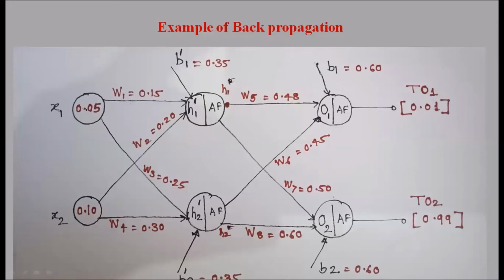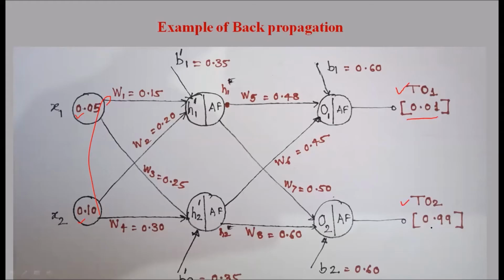The network is simple. This input is x1. The second input is x2. The input values are given: 0.05 as x1 and 0.10 as x2. What we want to do is design this network such that for this set of inputs, 0.05 and 0.10, we want this output 0.01. We call it target output 1, and this is target output 2.